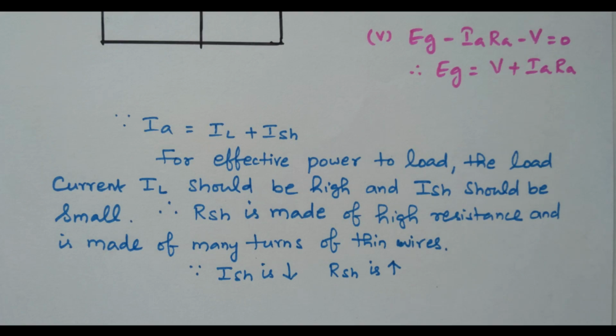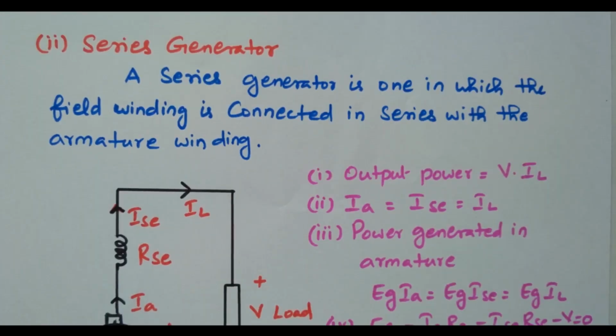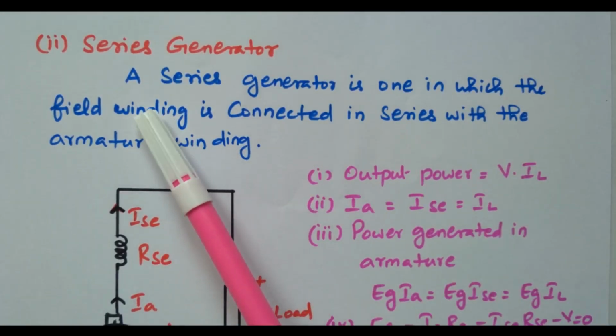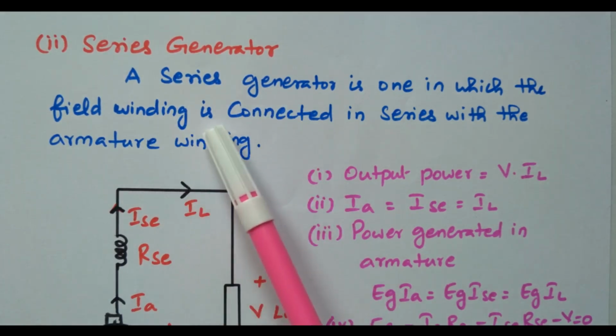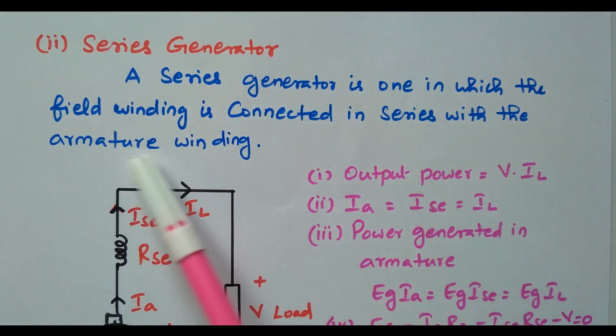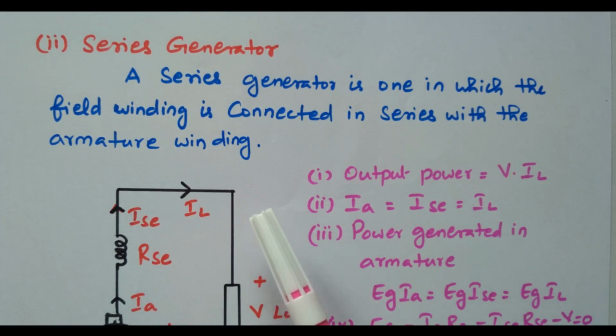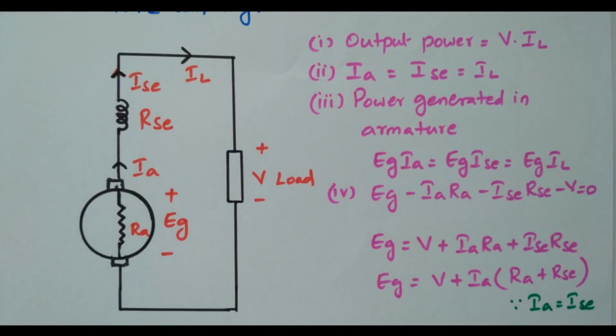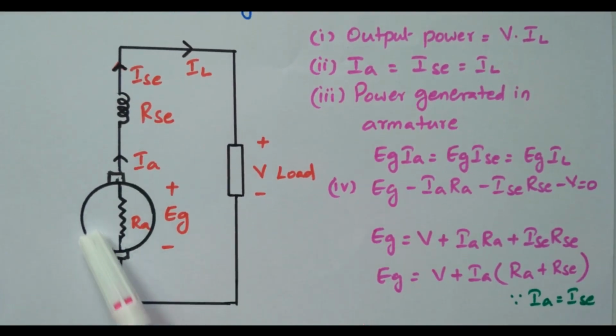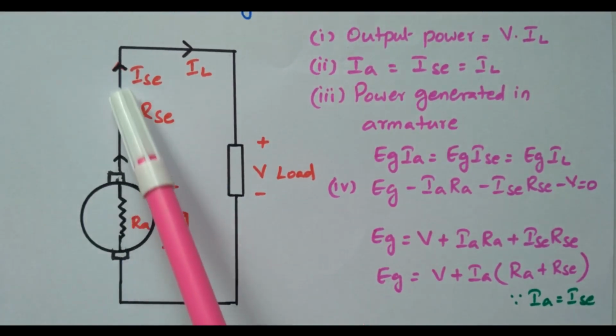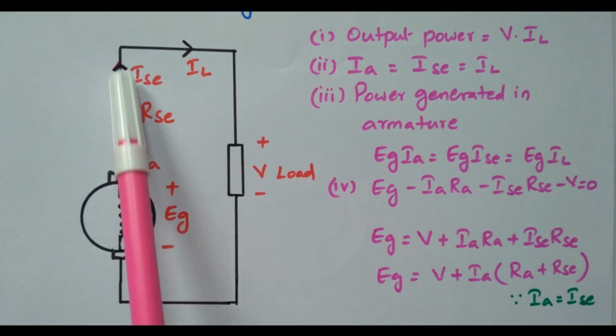Now we'll go to the second type. The second type is the series generator. In a series generator, the field winding is connected in series with the armature winding. Now we'll see the diagram. This is the armature winding, the rotating part. This is the field winding, the stationary part. Both are connected in series.